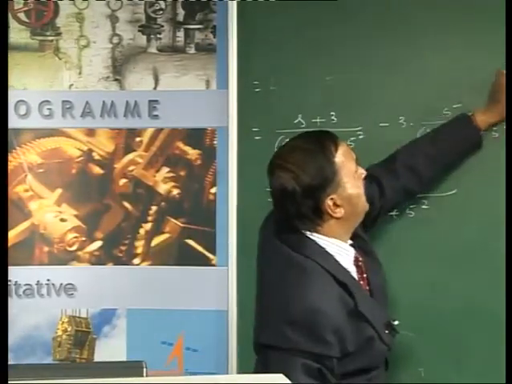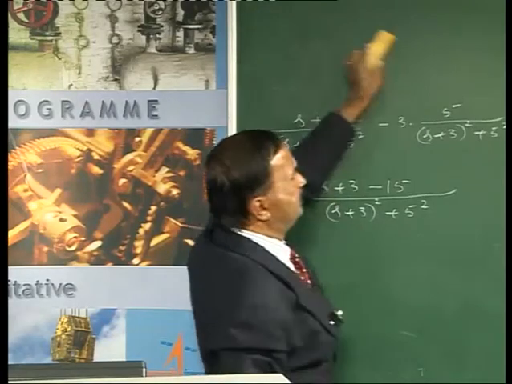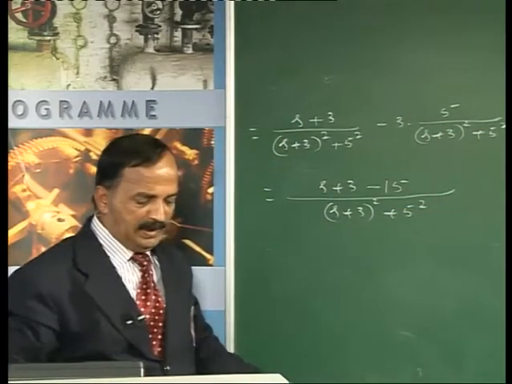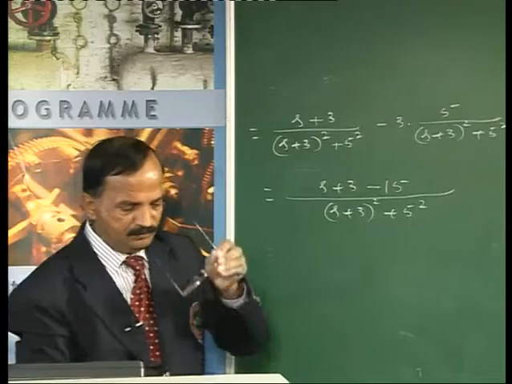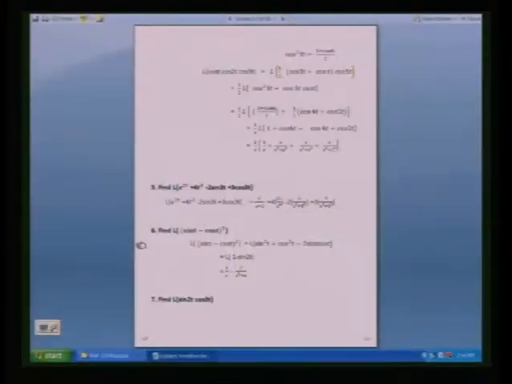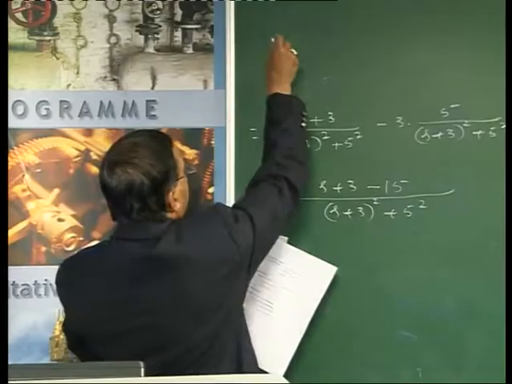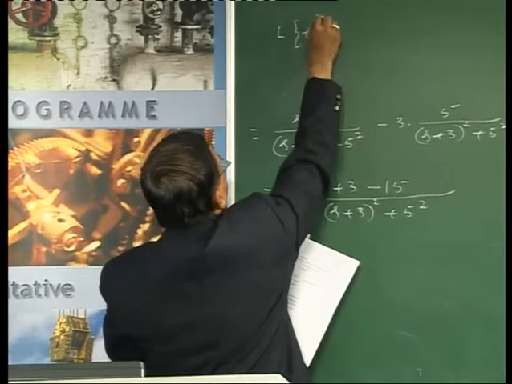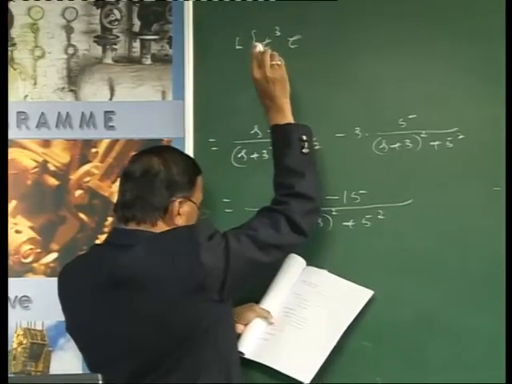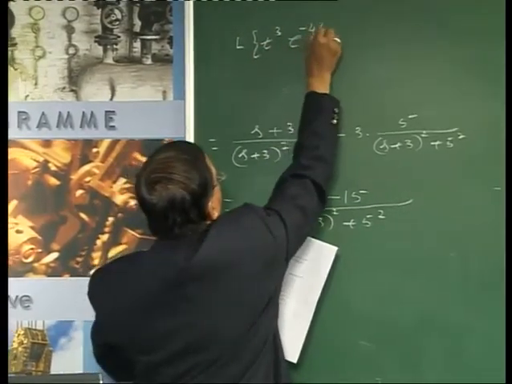Next example, find the L of t cube e to the power of minus 4t.